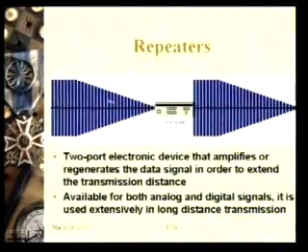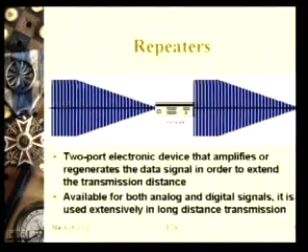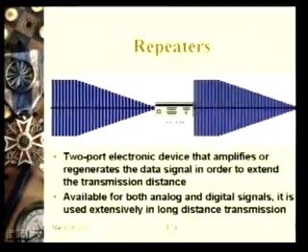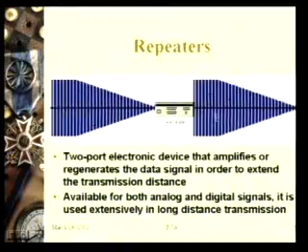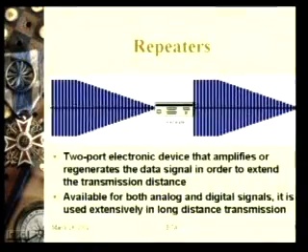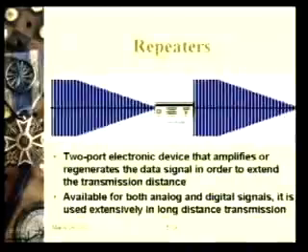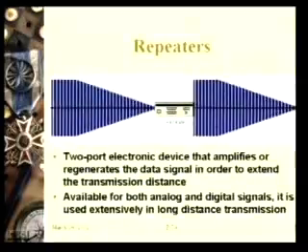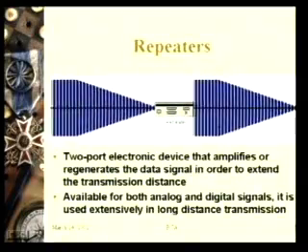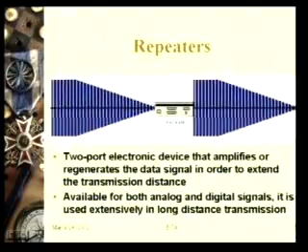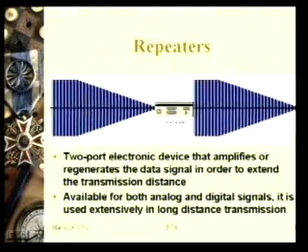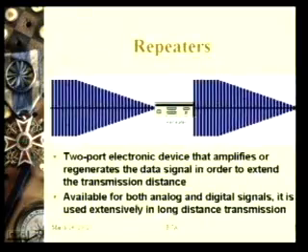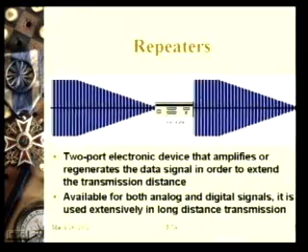The second thing is the repeater, which amplifies the information that is getting tapered off, and it is re-amplified and passed further. A repeater is a 2-port electronic device that amplifies or regenerates the data signal in order to extend the transmission distance. Available for both analog and digital signals, it is used extensively in long distance communication. So repeater is another kind of device which is used.